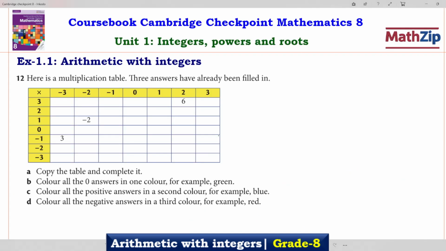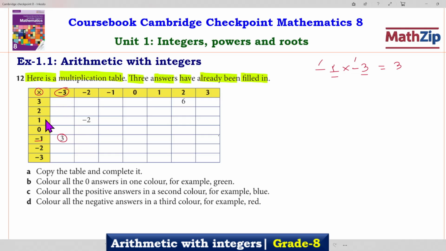Let's start. Number 12. Here is a multiplication table. 3 answers have already been filled in. So which one is already filled? Look, here is -1 times -3. It will be 3. Very simple, right? -1 times -3. So minus and minus, once we multiply, it will become plus. 1 times 3, it will be 3. It's a very simple thing.